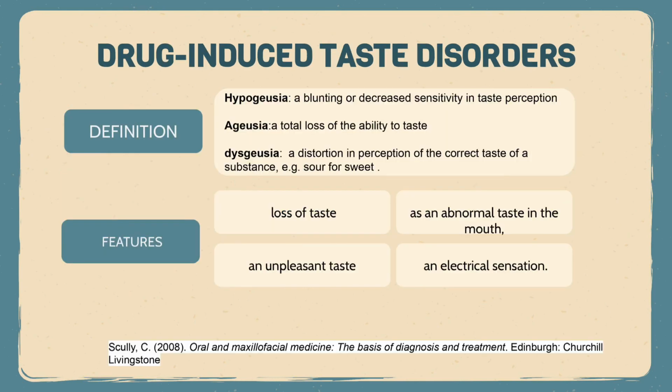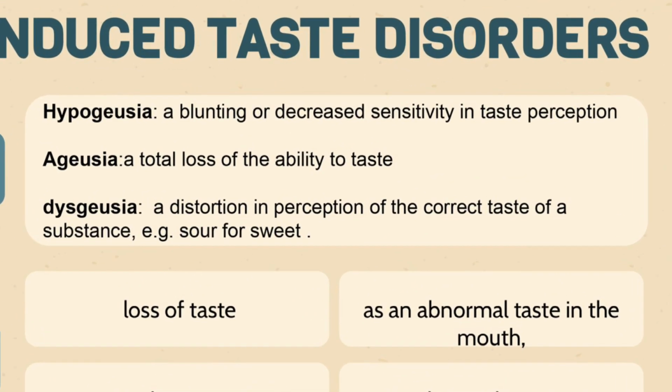Next, I'll be explaining about drug-induced taste disorders. From the definition, it can be categorized into 3 different types, which are hypogeusia, ageusia, and dysgeusia. Hypogeusia is a blunting or decreased sensitivity in taste perception. Ageusia is a total loss of the ability to taste, and dysgeusia is a distortion in perception of the correct taste of a substance, for example, sour for sweets.